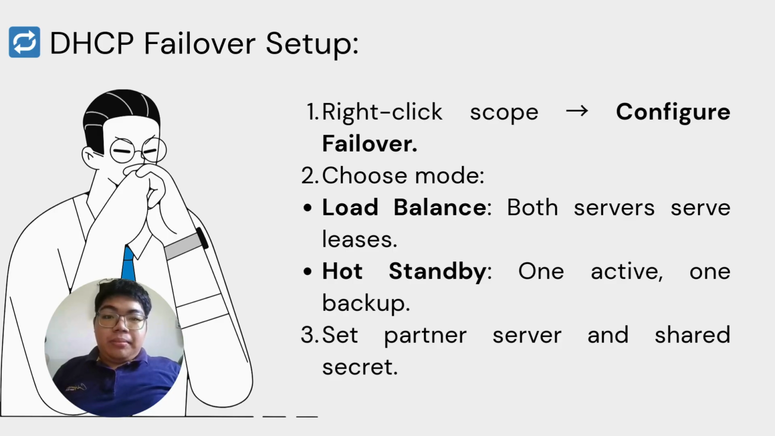DHCP failover setup: right-click the scope, configure failover, and choose the mode, either load balance, where both servers serve leases, or hot standby, with one active and one backup. Set the partner server and shared secret.